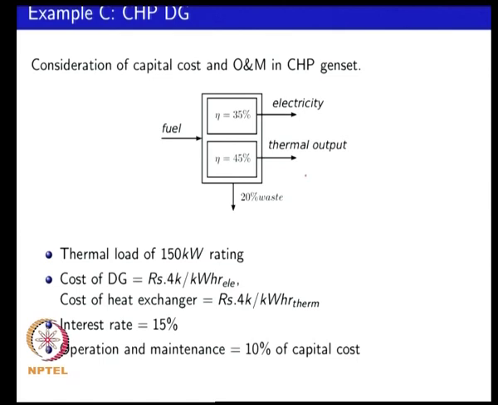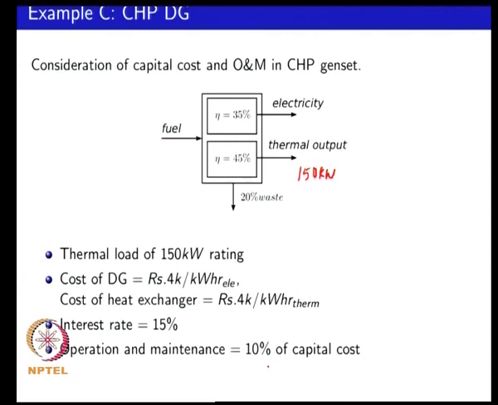We are given the thermal load is 150 kilowatt thermal, and the cost of the electrical part of your DG system is 4,000 rupees per kilowatt rating of the system, and the cost of the heat exchanger part is again 4,000 rupees per kilowatt thermal. We are assuming an interest rate of 15%, and we will assume that the operation and maintenance cost is 10% of your capital cost of the equipment that you are purchasing.